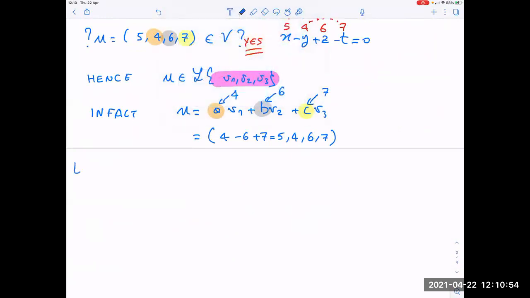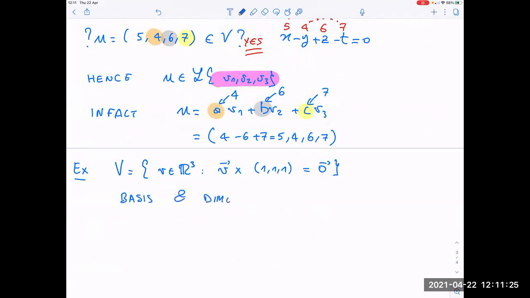Okay, so now let's move to the last of 7.1. Same question for B, given by the vectors in R3, such that V cross 1, 1, 1 is the 0 vector. And again, we want to compute a basis and the dimension.